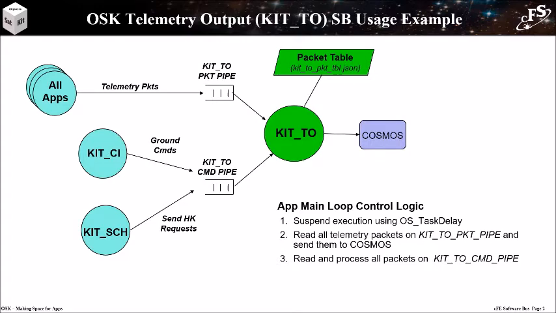KitTO's main execution loop performs three steps. First, it suspends execution using a task delay. Second, it flushes its KitTO telemetry pipe. And third, it reads and processes all packets on its KitTO ground command pipe.